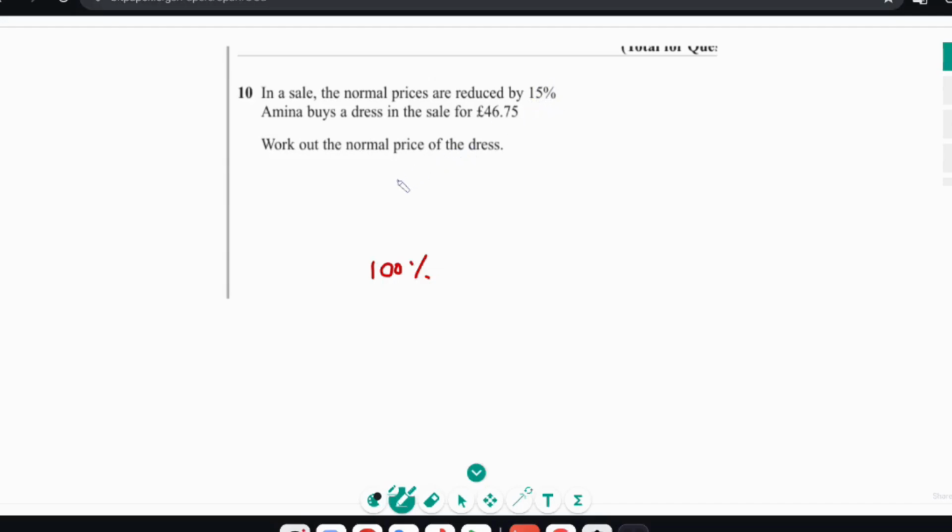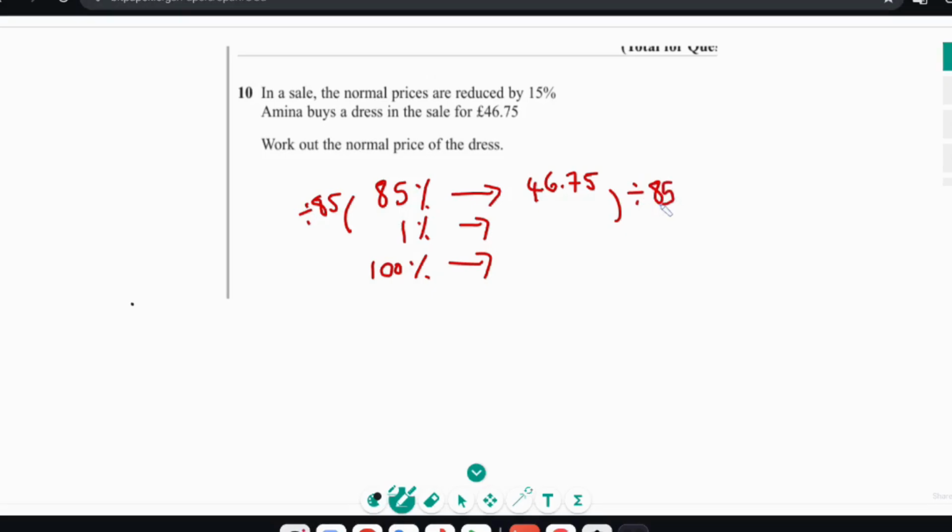If something's been reduced by 15%, 100% take away 15% is 85%. And that's the cost of the dress after the 15% has been taken off. So 85% represents 46.75, so I'll get 1% and then 100%. To get 1%, I need to divide by 85. Here's 0.55, and then times by 100, £55.